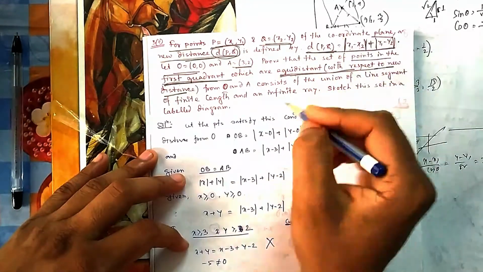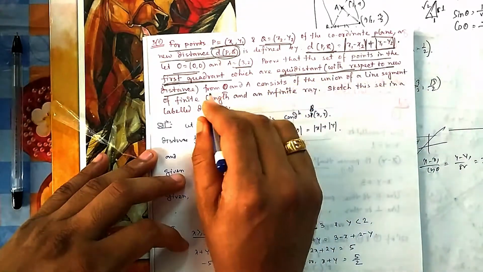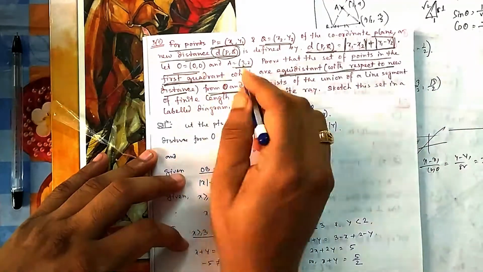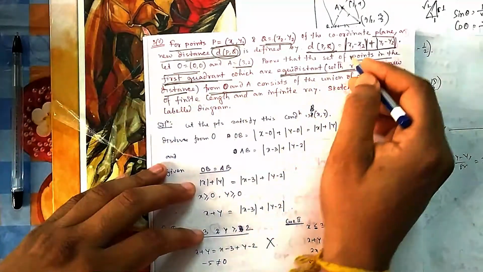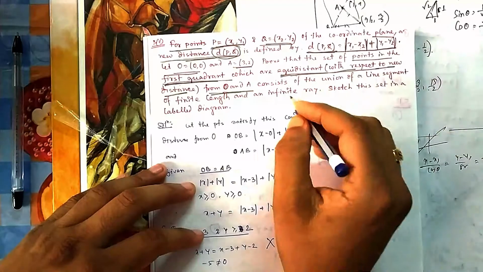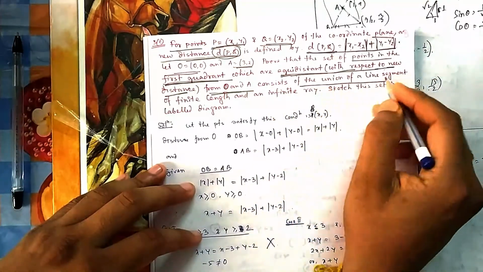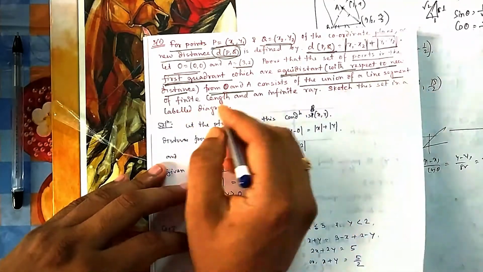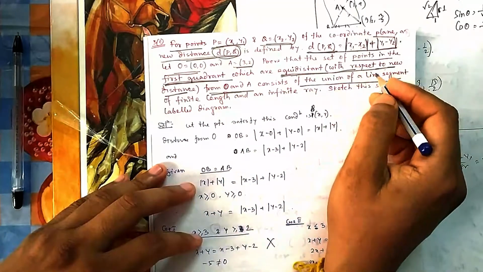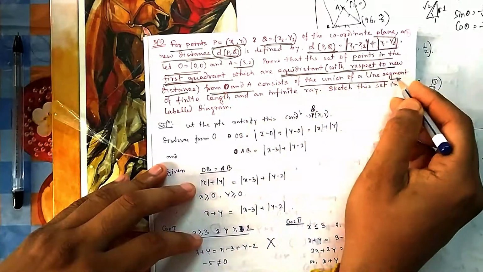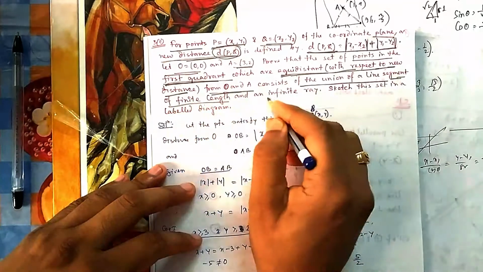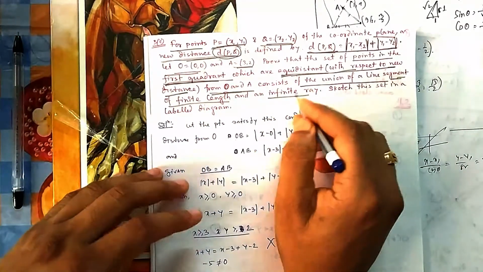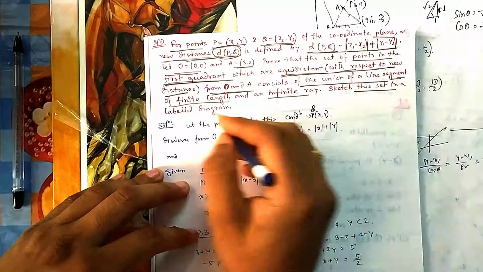Using this formula, the distance should be equal from both points, from 0 and from a, at the same distance. Use this distance formula, not your original distance formula. It consists of a union of a line segment. If you draw the locus of the points satisfying this condition, it will be a line segment of a finite length and an infinite ray. The locus will be of this shape. Sketch this one in the diagram.